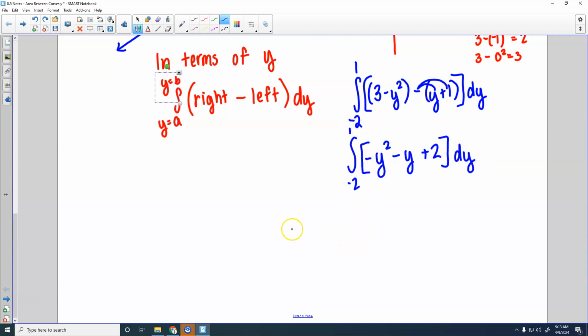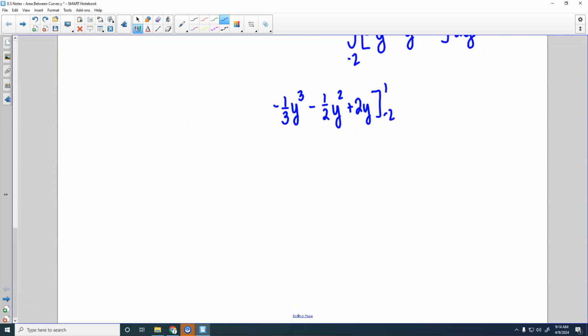And so that is going to give us y to the third. We'll have a -1/3 out front. Minus, this is going to be y squared. We'll have a 1/2 out front plus 2y. And we will evaluate that from -2 to 1. Are we okay here? And so we're just going to plug these in here.